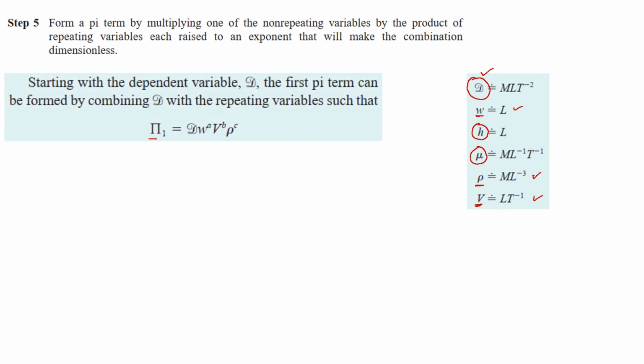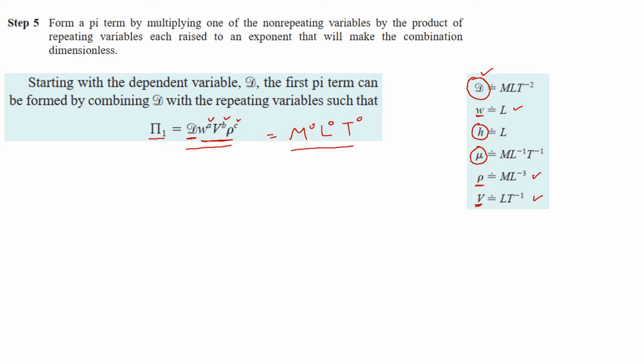So pi 1 will be equal to my non-repeating variable, in this case the drag force, multiplied with the repeating variables, in this case the width of the plate, the velocity of the plate, and the density. I will also raise the powers of the repeating variables to certain alphabets, in this case A, B, C, and then I'm going to write their dimensions. I will write the dimensions of these variables, and then equate them to my 3 reference dimensions, and they will be dimensionless.